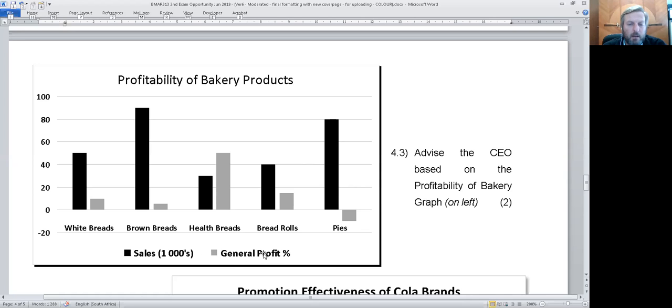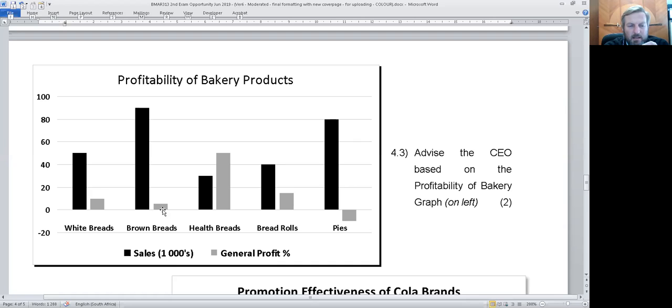Okay, then you can also see that brown bread has got a lot of sales, very little profit. Now, in the South African context, the government subsidizes it, and a lot of countries actually cap the profit margin on basic goods like brown bread. So it might be a scenario in certain areas where you can't really increase your profit margin on that product. So keep that in mind.